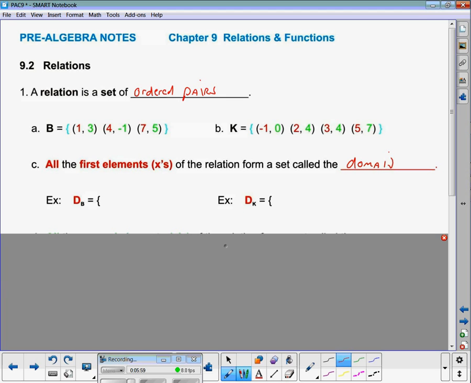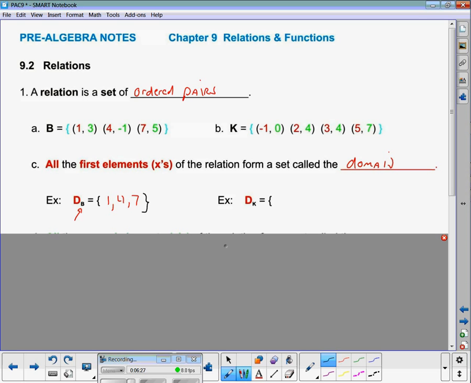So if I wanted the domain of relation B, I've got to list all the guys: guy 1, guy 4, and guy 7. And of course, I've got to close it with the other brace because it's a set, and sets are put in braces. So the domain is the list of the guys: 1, 4, 7.